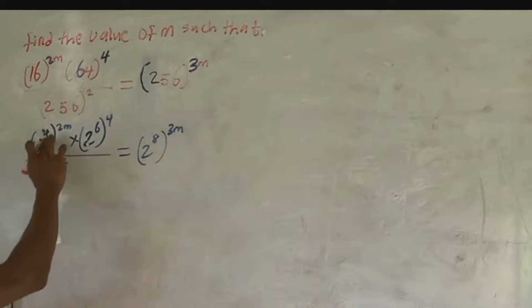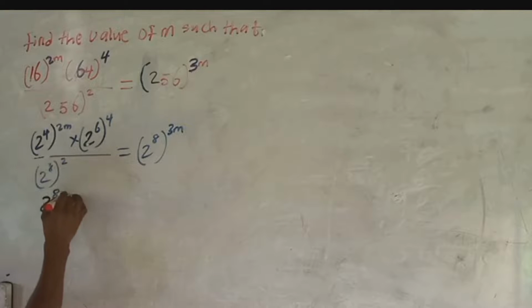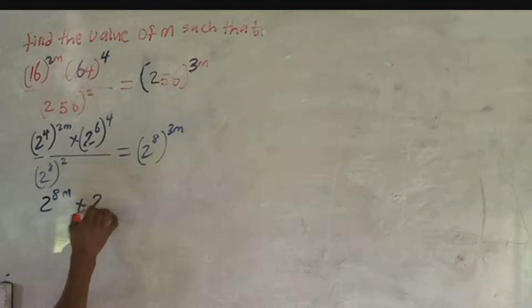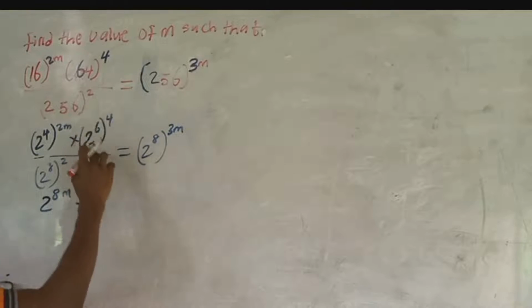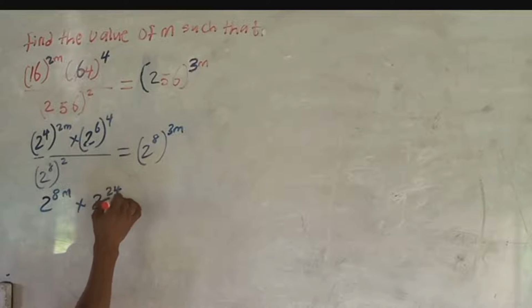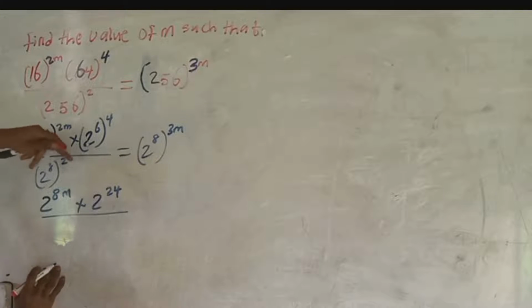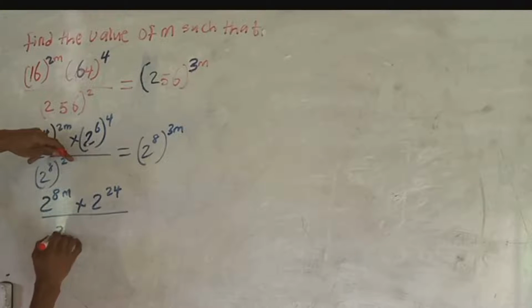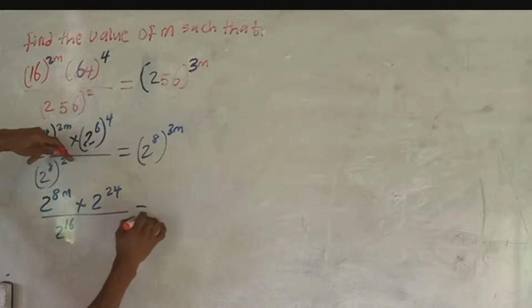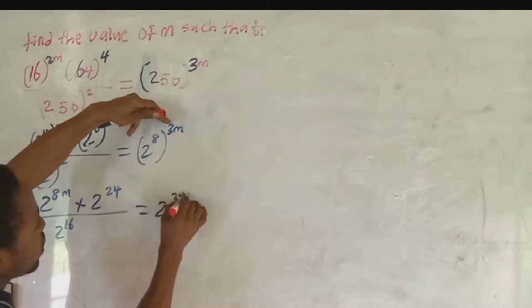So this one gives us 4 times 2n, which is 2 raised to the power 8n. Multiplied by 2, with 4 times 6 giving 24, that is 2 raised to the power 24. Everything divided by 2, with 8 times 2 giving us 16, so 2 raised to the power 16. Equal to 8 times 3n, which gives us 2 raised to the power 24n.